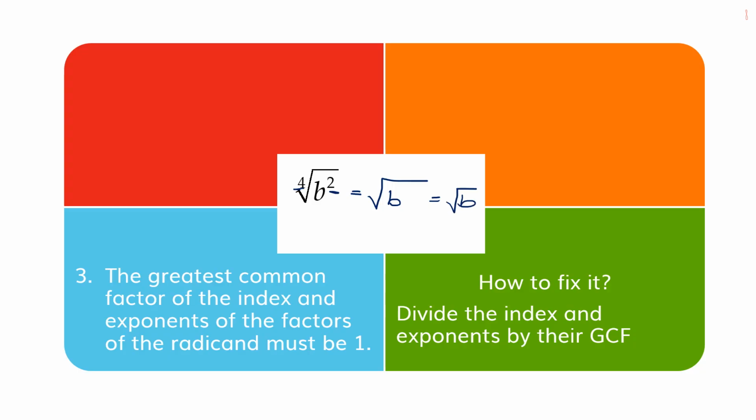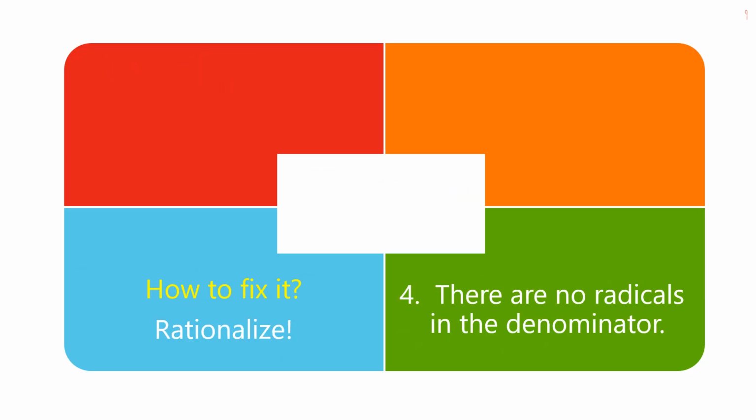What is the reason behind it? Take note that if you look at your fourth root of b squared in rational exponents, this is the same as b raised to 2 over 4. And 2 over 4, right? That's the reason where the GCF comes from. 2/4 is the same as 1/2. Clear? Next. Lastly, there should be no radicals in the denominator.